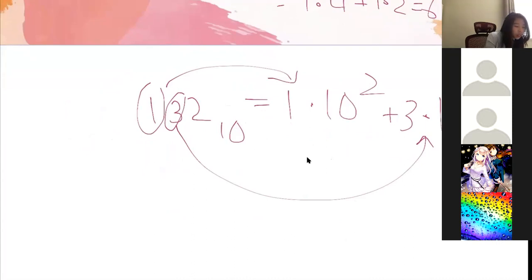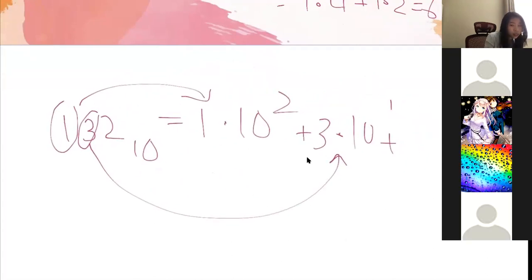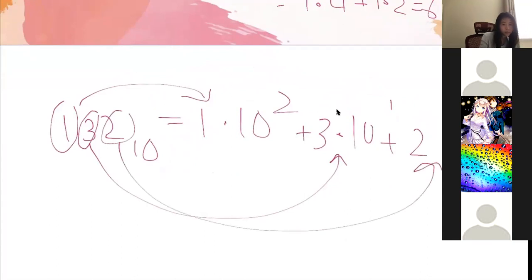Plus 2 times 10 to the 0. All right. Okay, does everyone understand this part? This is in base 10. So this is just 100 plus 30 plus 2. That's what it ends up being, right? So that's just 132. We're just writing 132 a different way to illustrate what we mean.